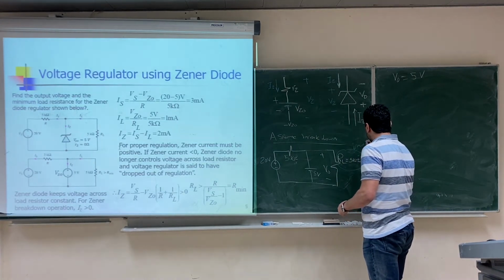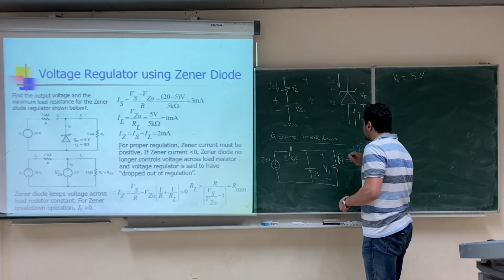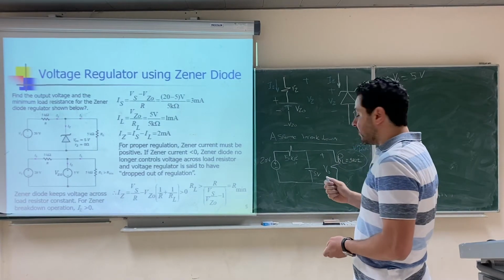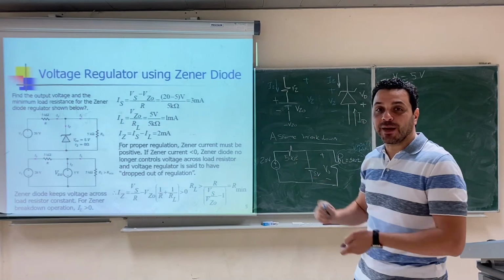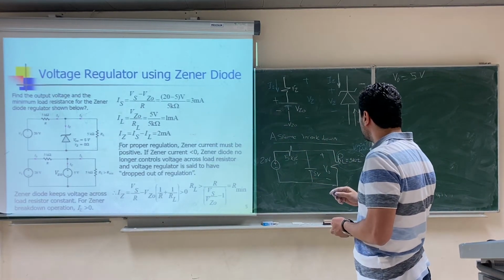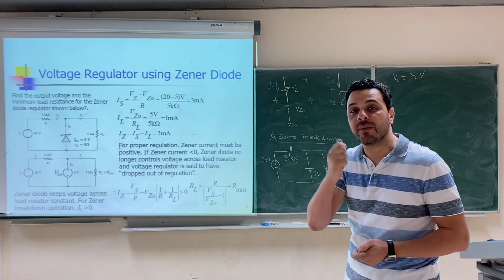Before we solve this part, we ask ourselves, why is there a minimum? Before we solve this part, did we miss something? We calculated V output. Did we miss anything? Yes, we missed one step.